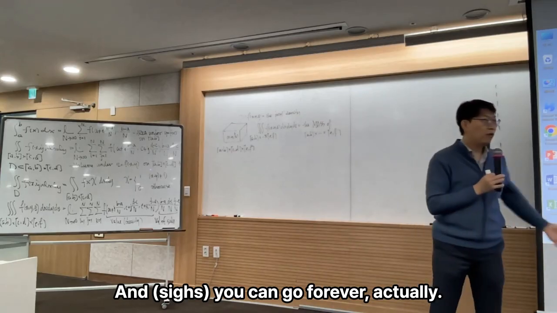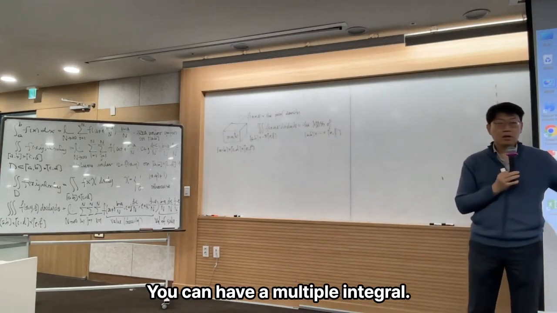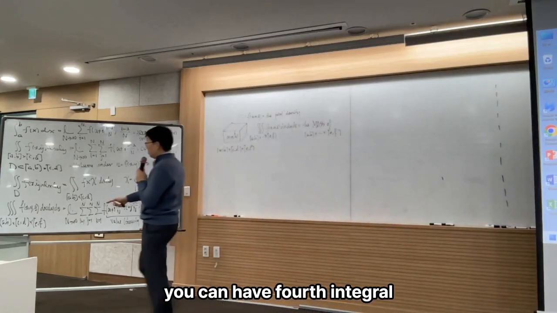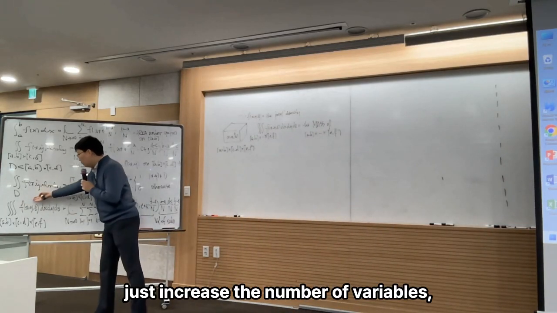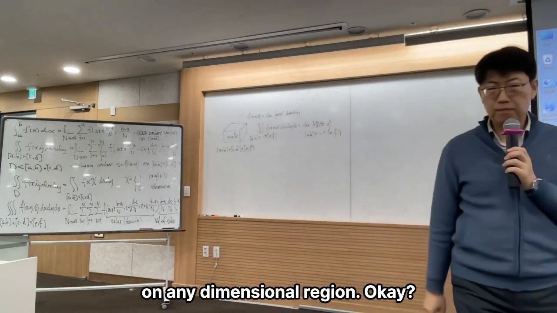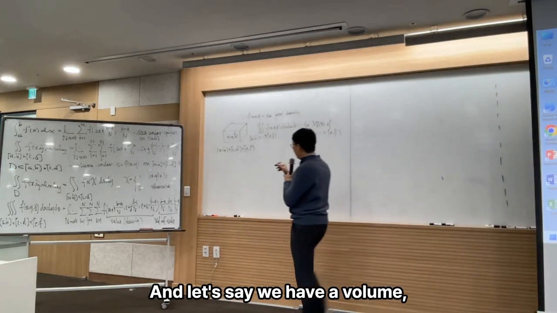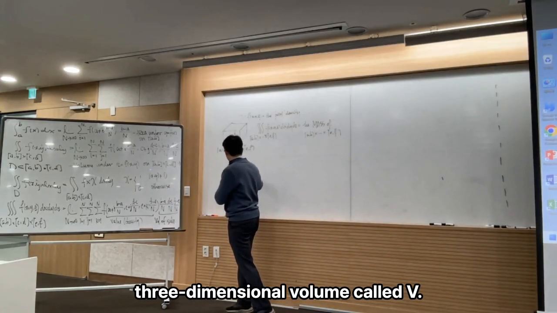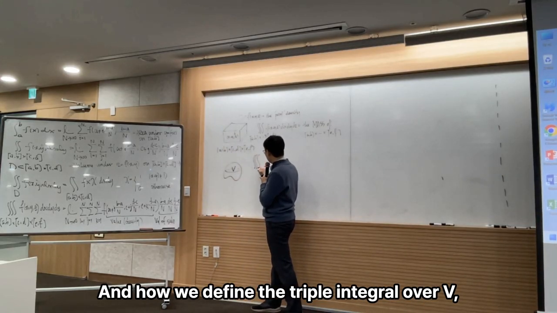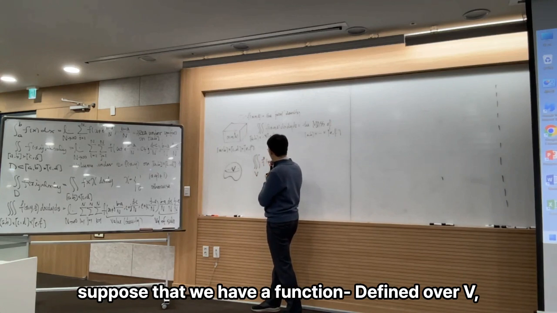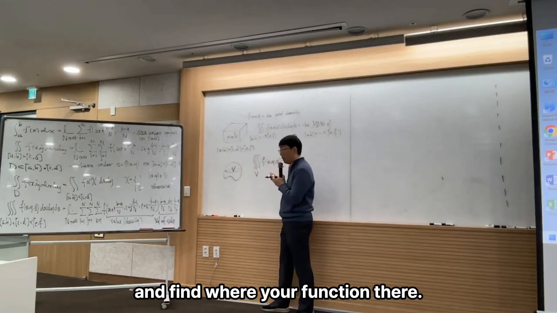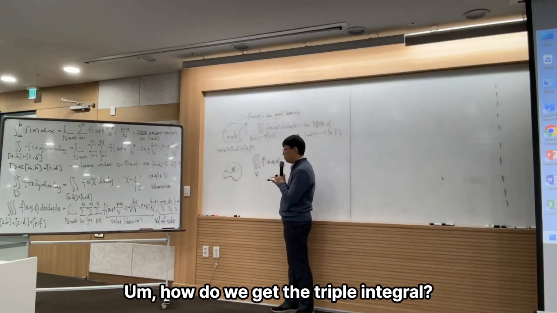And you can go forever, actually. You can have multiple integrals. You can have a fourth integral and a fifth integral. Just increase the number of variables, and you can get the integration on any dimensional region. Okay? And let's say we have a three-dimensional volume called V, and how do we define the triple integral over V? Suppose that we have a function defined over V. So I can pick a point inside of V and find the value of the function there. How do we get the triple integral?